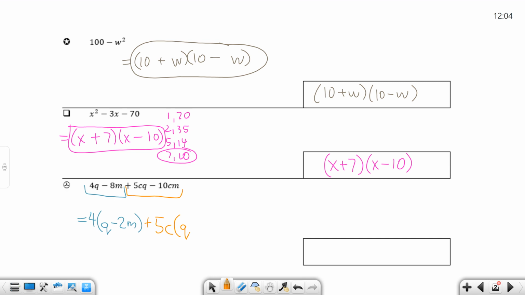And then here, take a 5 out of 10, we get a what? A minus 2, a negative 10 I should say. The C is already here, right? That C is already there. And then we have left over with an M.